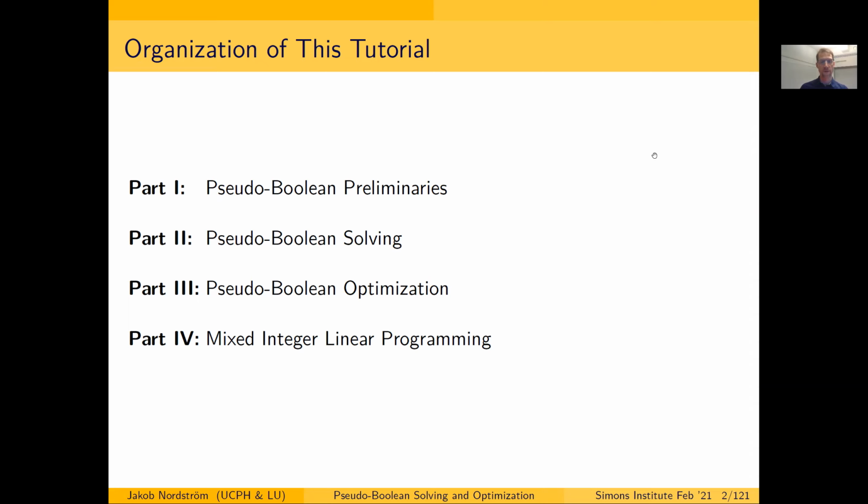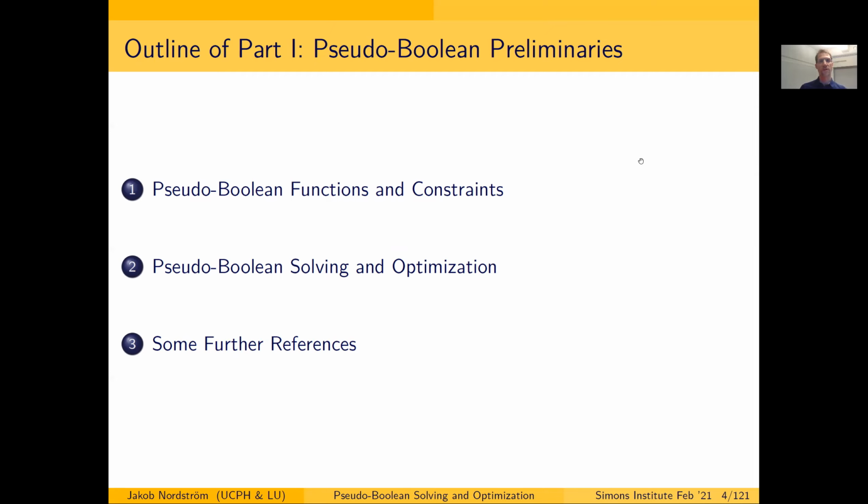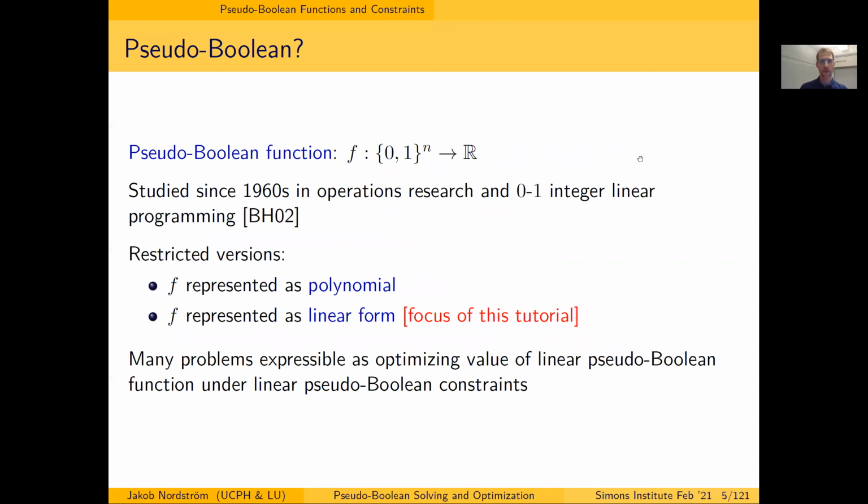And I'll talk about what pseudo-Boolean functions and constraints are, what pseudo-Boolean solving and optimization means, give the formal definition, and then give some references for further reading. So what is a pseudo-Boolean function or a constraint? What does pseudo-Boolean mean apart from being a cool name? Well, it's simply what theoreticians would refer to as a function over the Boolean hypercube to the reals. So the inputs are Boolean variables, 0, 1 valued, and the output of a pseudo-Boolean function is a real number.